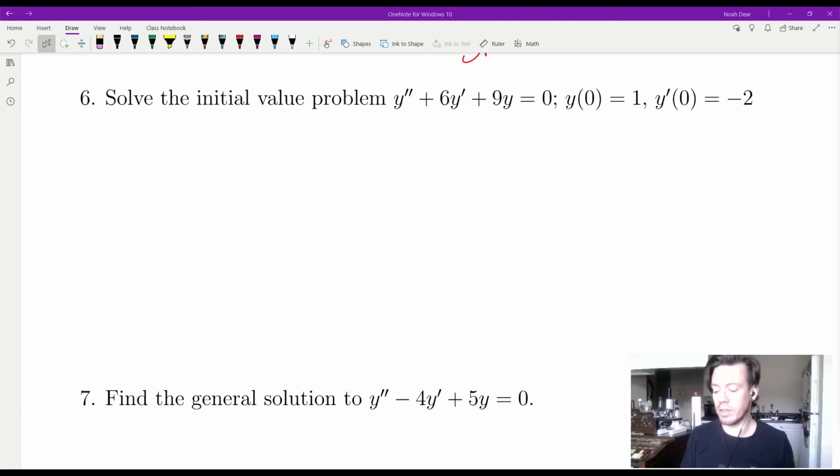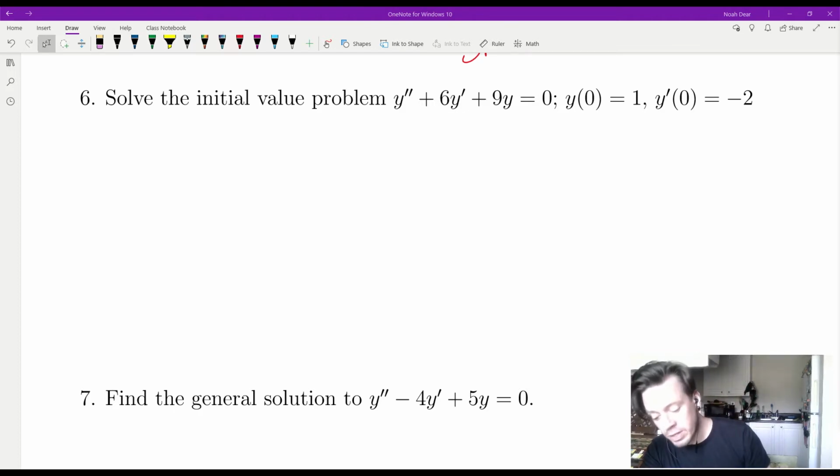All right, let's go ahead and do another example, this time of where we have a repeated root and want to find a particular solution given initial conditions. So we're told here, solve the initial value problem y'' + 6y' + 9y = 0, where y(0) = 1 and y'(0) = -2.